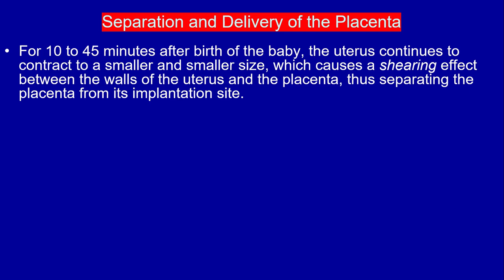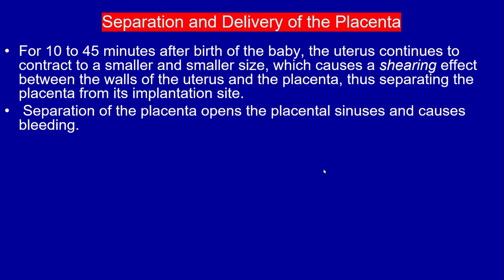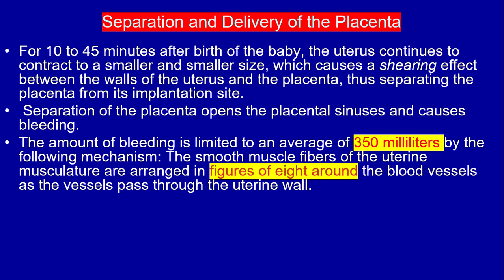Separation and delivery of the placenta. For 10 to 45 minutes after birth of the baby, the uterus continues to contract to a smaller and smaller size, which causes a shearing effect between the wall of the uterus and the placenta. This causes separation of the placenta from its implantation site. Separation of the placenta opens the placental sinuses and causes bleeding. The amount of bleeding is limited to an average of 350 milliliters by the following mechanism.